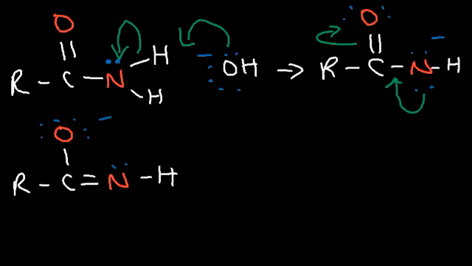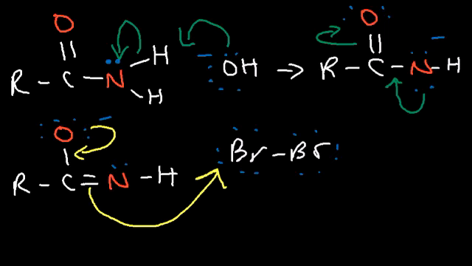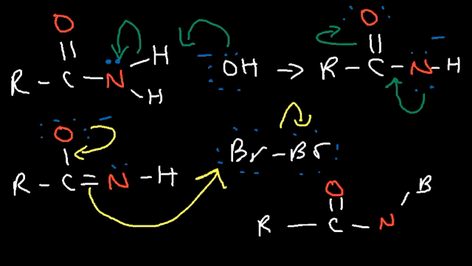Using this resonance form, here's what's going to happen. So we have our Br2 molecule. Each bromine atom has 3 lone pairs. So we can take this lone pair, form a double bond, causing this double bond to attack the bromine atom, which will expel the other one. And so what we're going to get is an N-bromo amide, which will look like this. The bromine atom is going to be attached to the nitrogen atom.